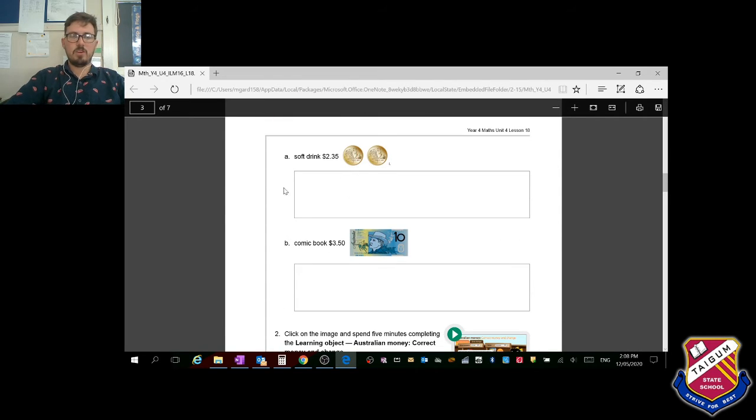So you've got two problems here, A and B. The first one says you're buying a soft drink for $2.35 and you paid using two $2 coins. The next one is a comic book for $3.50 and you paid using $10. So I want you to figure out what change you're going to get using the number line method. Off you go.